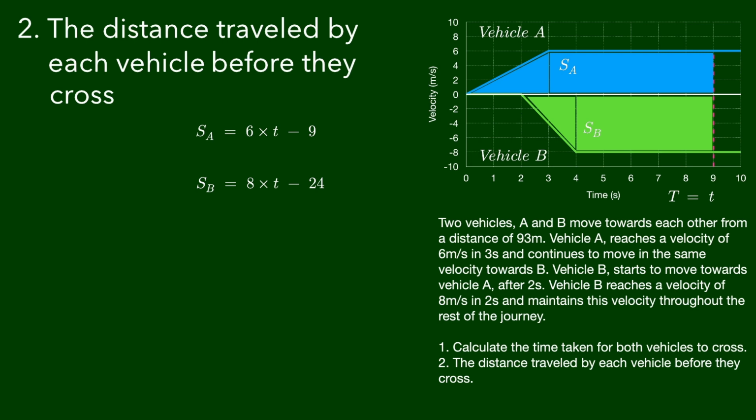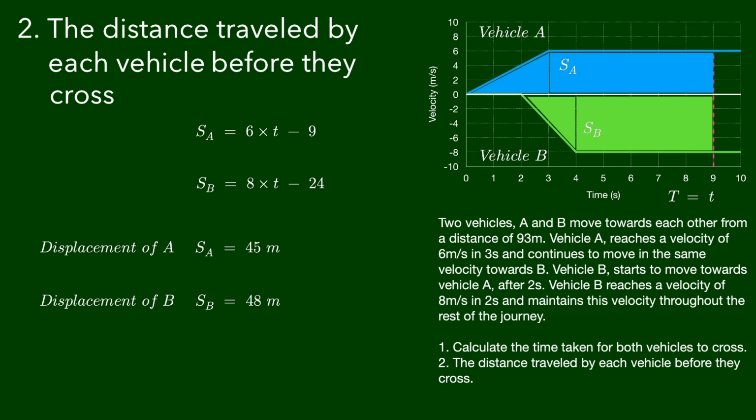We can use this value of time to calculate the displacements of the two vehicles. Let's use the two expressions that we derived for the displacement. When you substitute the value of time, we can arrive at the displacement of the two vehicles, as given on the screen.